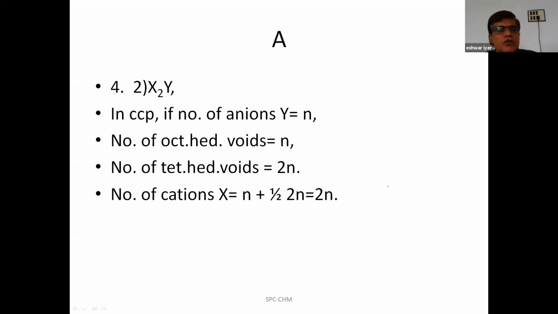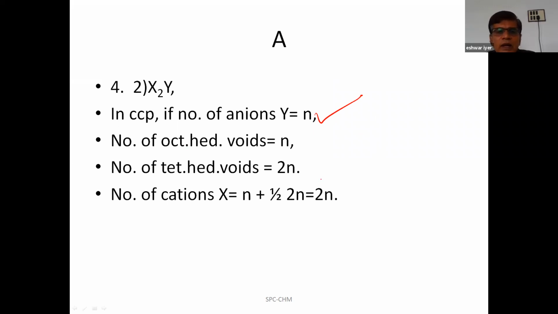Look at the answer. It is 2:1. X is to Y is 2:1. It is X to Y. Then points. In CCP, if the number of anions are N, let us say take anions that are N.